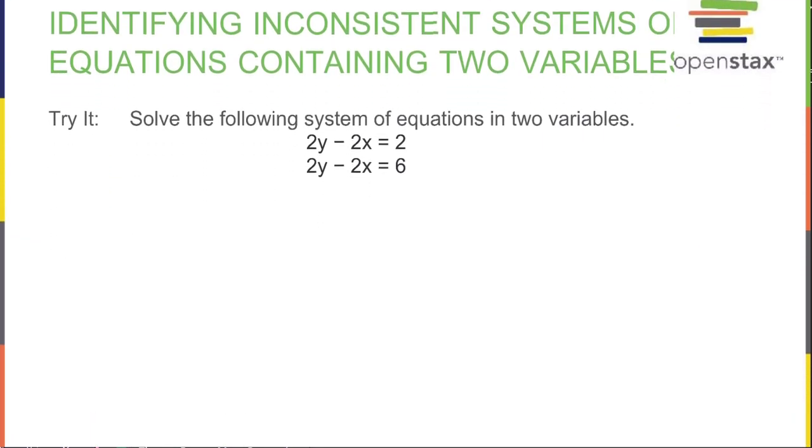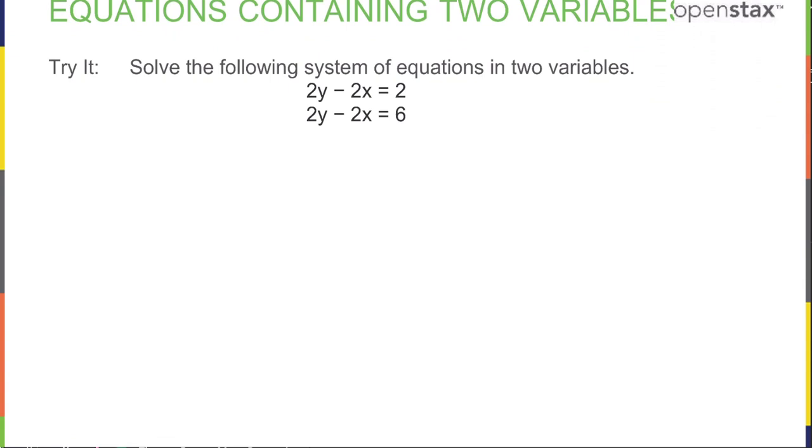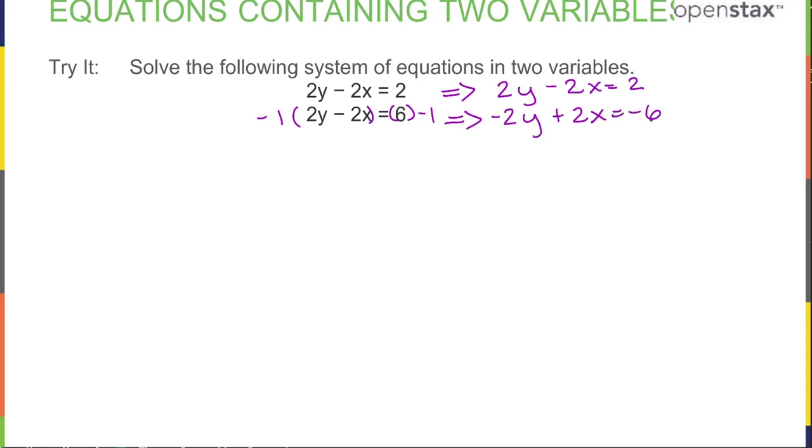Okay, so here's another one. Let me do this one with you. So we've got the y's and the x's lined up. And it looks like they're the same variable, but they're the same sign. So I'm just going to multiply this bottom times a -1. And so I get 2y minus 2x equals 2 on top because I didn't do anything to it. On the bottom, I have -2y plus 2x equals -6.